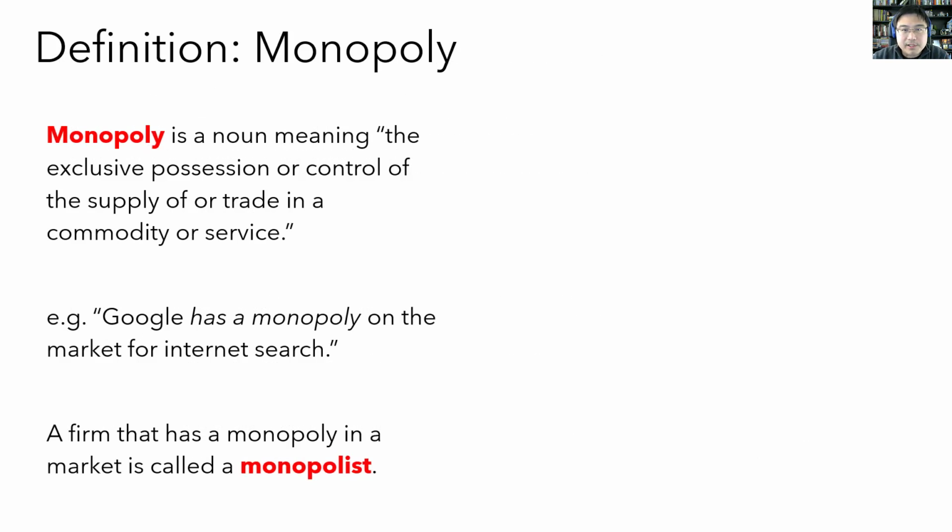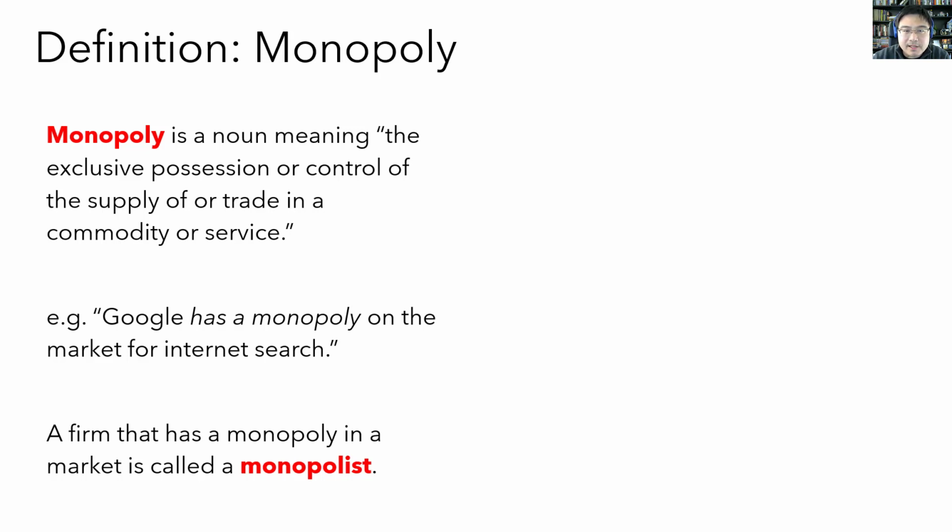So what is a monopoly? The dictionary definition of a monopoly is that it's the exclusive possession or control of the supply of or trade in a commodity or service. So the word monopoly is a noun, and it's something that you either have or you don't have. So we can say something like, Google has a monopoly on the market for internet search, or LADWP has a monopoly on the market for electricity in Los Angeles.